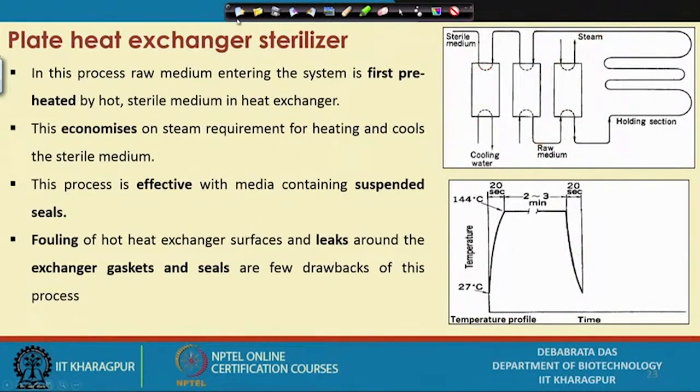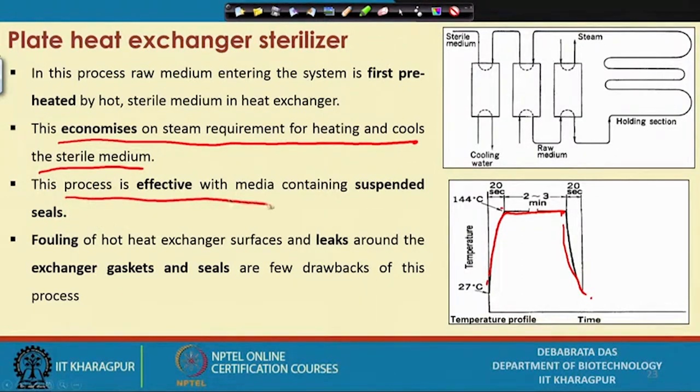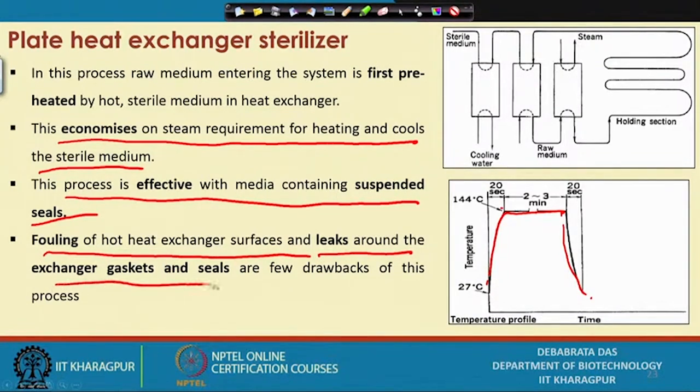this. This is how it is operated, and the temperature-time diagram is like this. Temperature increases like this, then we hold it and then we cool it like this. This economizes the steam requirement of heating and cooling the sterilized media. This process is effective with media containing suspended cells. Fouling of the heat exchanger surface and leaks around the heat exchanger gasket and seal are a few drawbacks of the process.